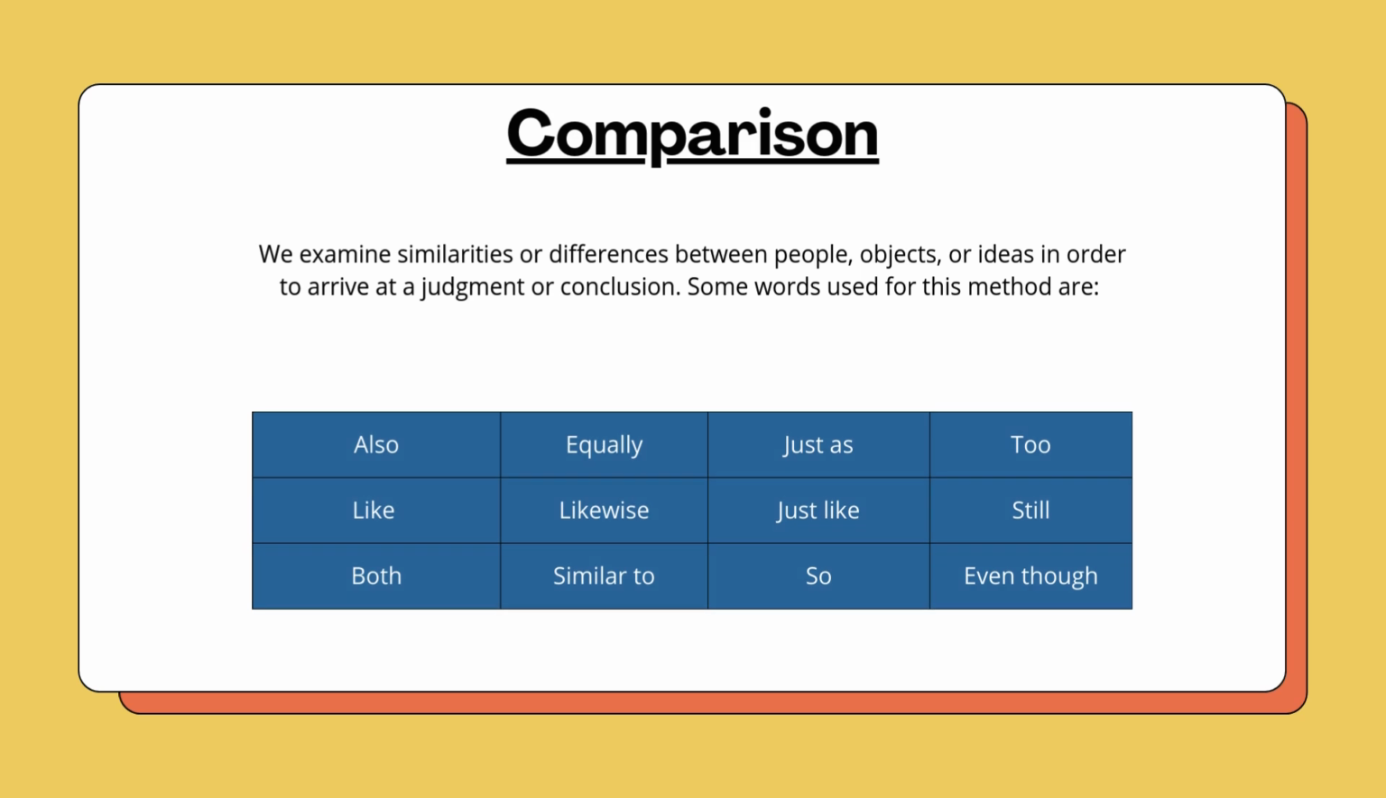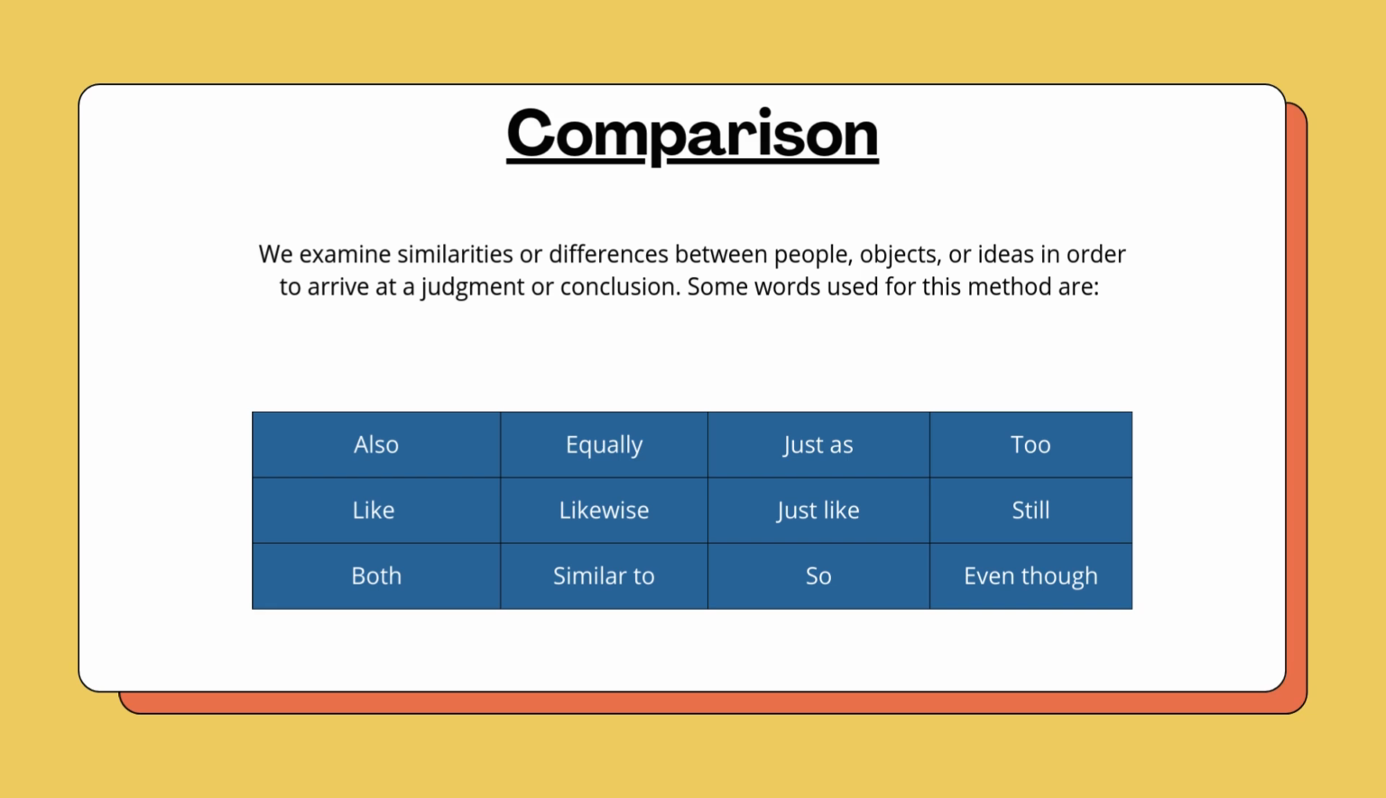Comparison is a powerful technique used to highlight the similarities and differences between people, objects, or ideas, helping us make more informed judgments or conclusions. Comparison involves examining the similarities or differences between people, objects, or ideas to draw conclusions or make judgments.